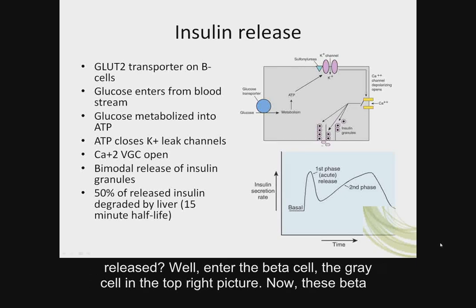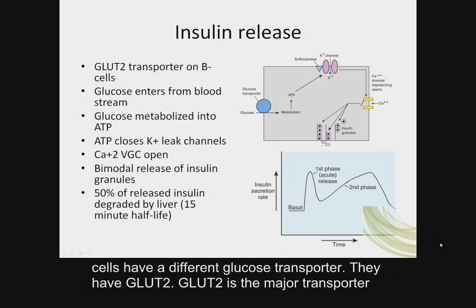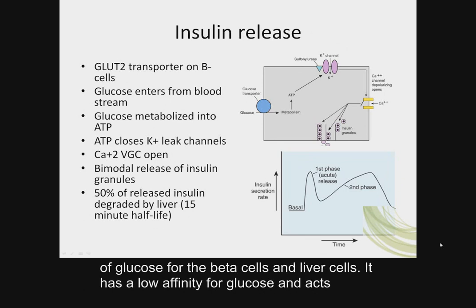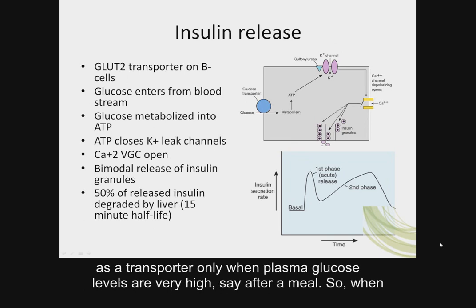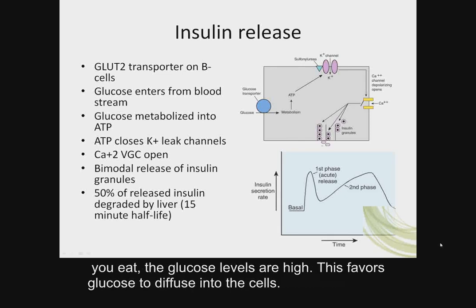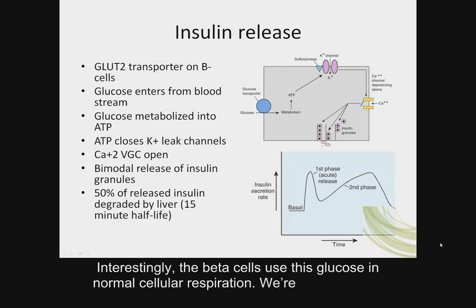Now these beta cells have a different glucose transporter. They have GLUT2. GLUT2 is the major transporter of glucose for the beta cells and liver cells. It has a low affinity for glucose and acts as a transporter only when plasma glucose levels are very high, say after a meal. So when you eat, the glucose levels are high. This favors glucose to diffuse into the cells.